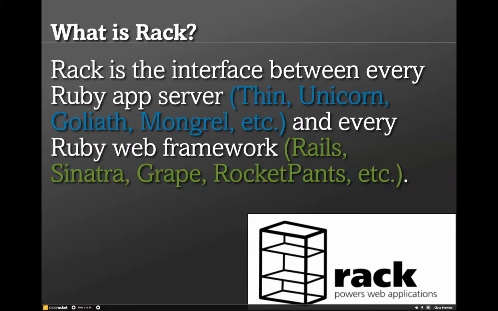So Rack, being a CGI-like low-level web interface, is implemented by every application server. I mentioned Thin, Unicorn, Goliath. There are many others like Puma or Trinidad. It is implemented by the application server so that any application server can handle your application, and it's normally implemented by your web framework, though your application can also implement it directly. That way, any of the various frameworks can talk to any of the app servers, more or less.